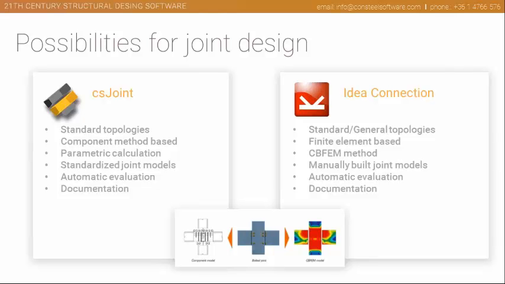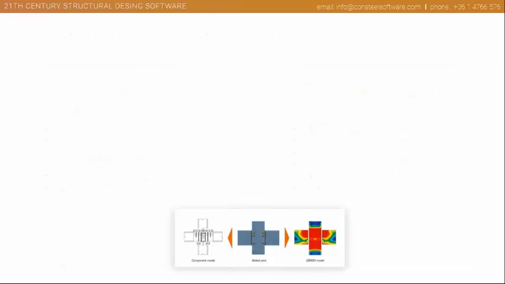You have to create joint models manually one by one, but it is a very good software, and it is very useful for those joints that you cannot create or design in CS Joint. Both software give you automatic evaluations, and both give you documentation. So that was the presentation part of this webinar. I would like to move on to the practical part.